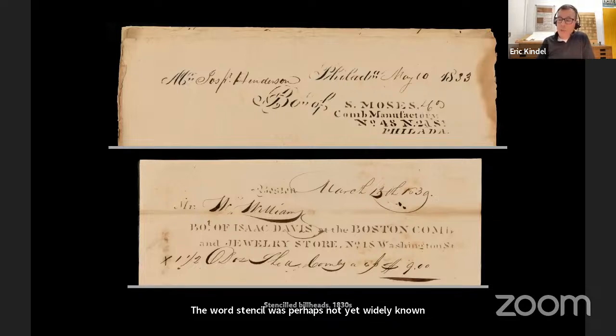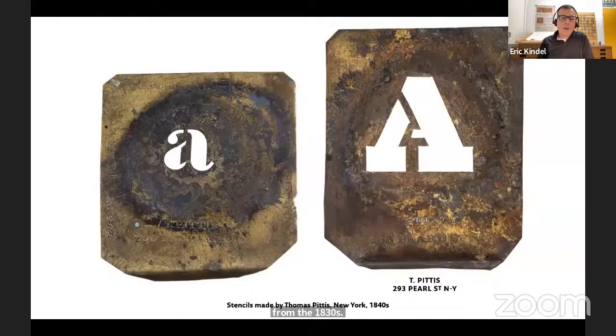Among early stencil documents in the USA, billheads are some of the earliest. Examples occur already in the 1820s, and here are a couple of examples from Philadelphia and Boston from the 1830s. Early stencils made in the USA are much more difficult to locate, though gradually some are coming to light.